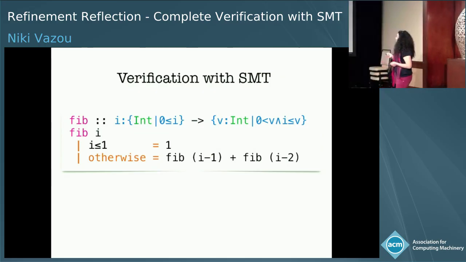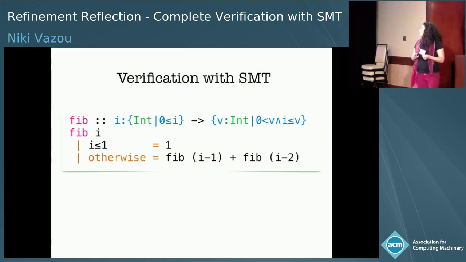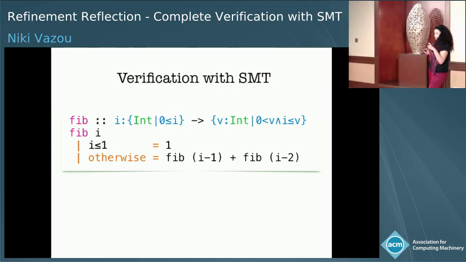I say that the input of Fibonacci is an i, that is an integer, and this i is always greater than or equal to 0. And the result says that Fibonacci returns a value v, that is an integer, and it is always greater than 0 and greater than or equal to the input. So the goal of verification with SMT is to treat SMT as a black box so that I verify that the definition of Fibonacci actually satisfies the refinement type specification.